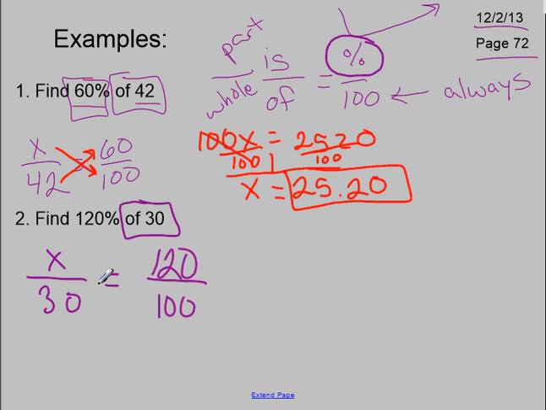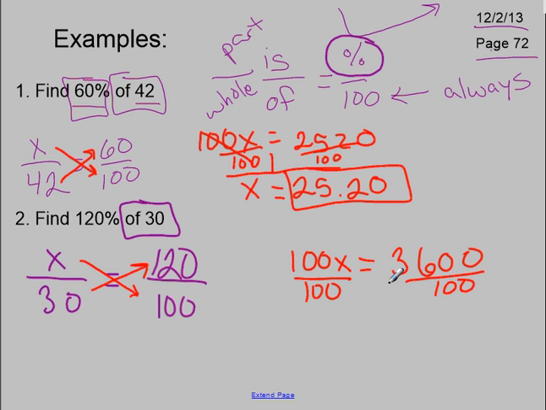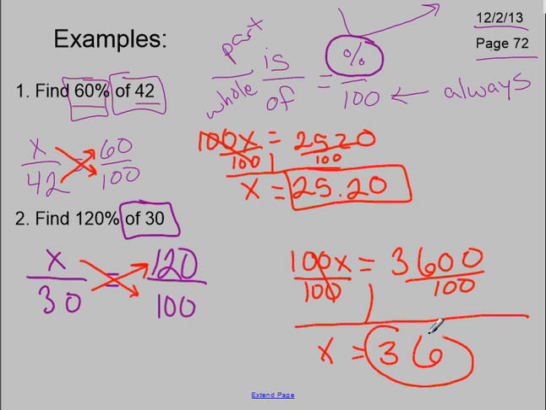I'm going to use cross multiplication to solve this. I'm going to get 100x. 30 times 120 is going to be 3,600. And then I'm going to divide both sides by 100 in order to find out what my x is. And I get that x equals 36. So 36 is 120% of 30.